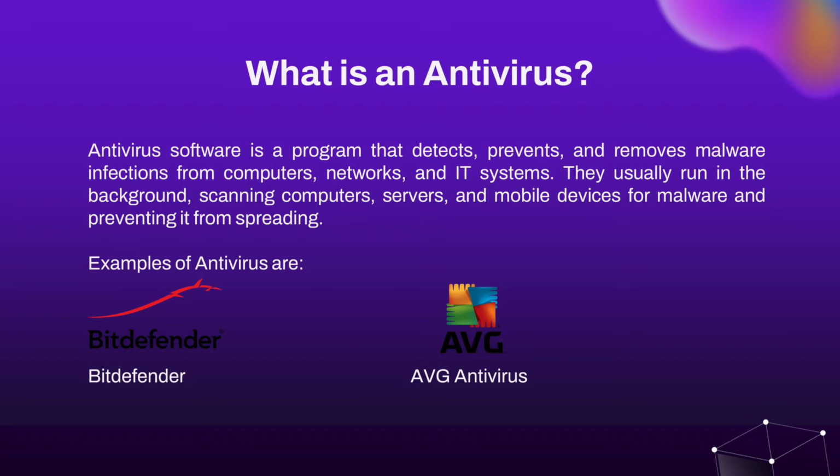What is an antivirus? Antivirus software is a program that detects, prevents, and removes malware infections from computers, networks, and IT systems. They usually run in the background, scanning computers, servers, and mobile devices for malware and preventing it from spreading. Examples of antivirus are Bitdefender and AVG antivirus.